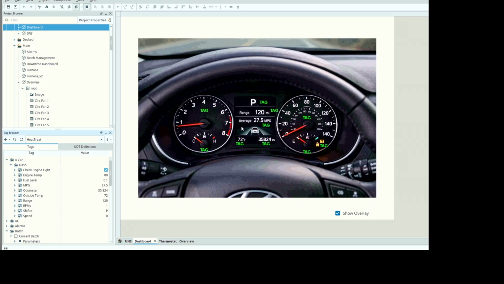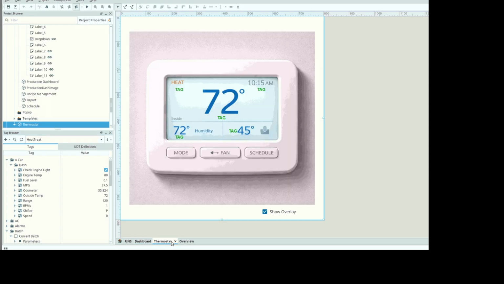If you have 500 cars in your fleet, then you have 500 times as many tags, and that's where you get into the power of Ignition's unlimited tag licensing model.